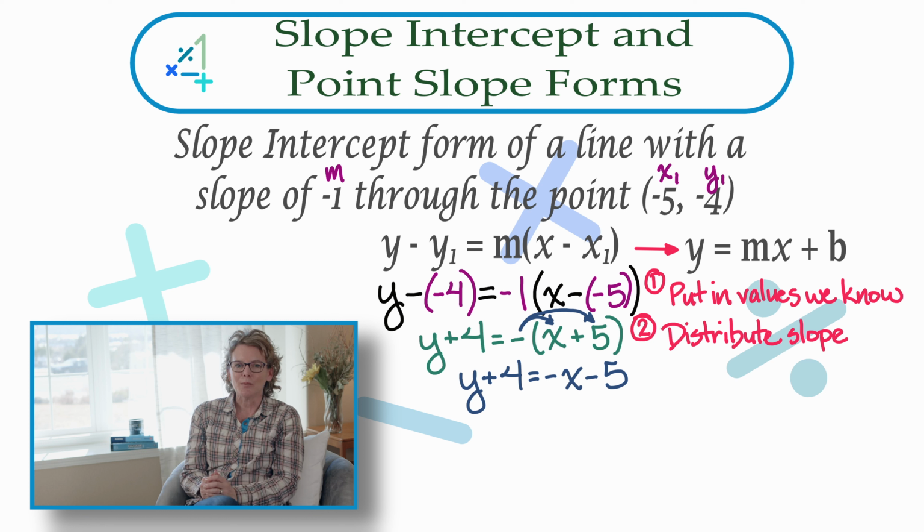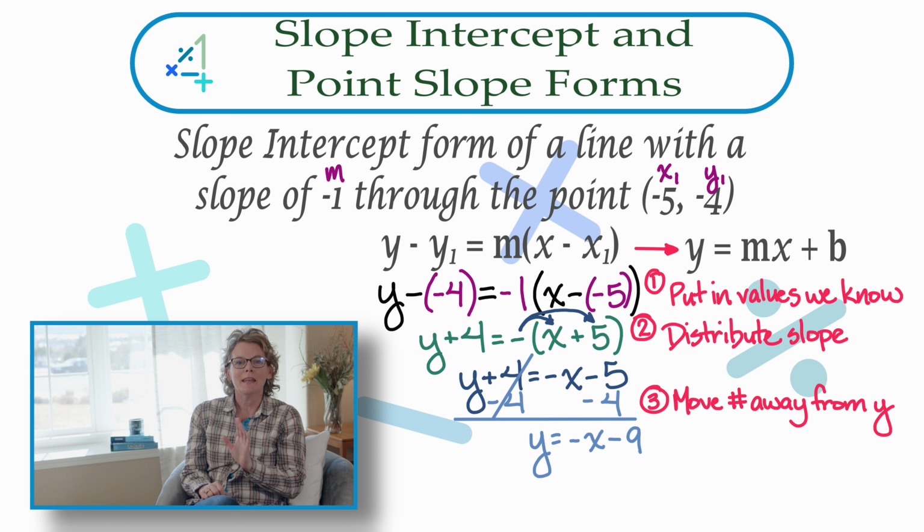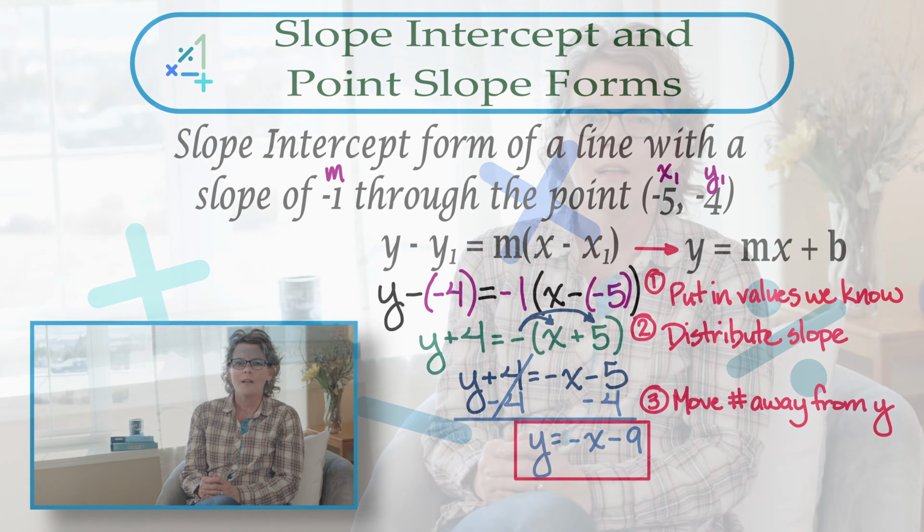That y needs to be by itself. Since the 4 is annoying it, subtract 4 from both sides. Negative 5 minus 4 is negative 9. y equals negative x minus 9. Beautiful. It's now in slope-intercept form. Our intercept is at negative 9, and we needed to figure it out with our point-slope form, though we will learn another technique in another video.